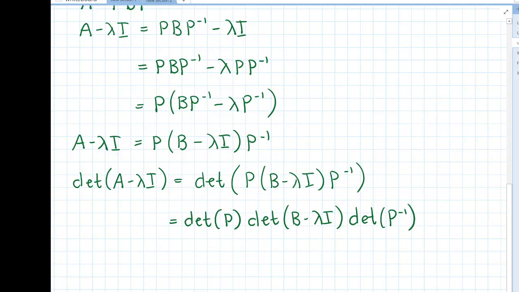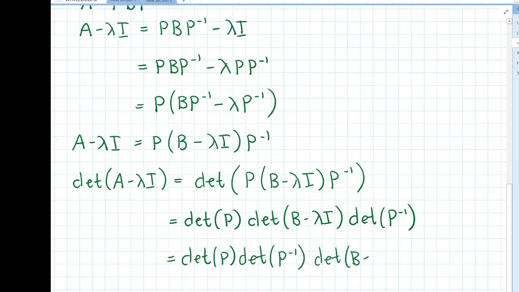So now we just have numbers, right? When you have determinants, that means you're just multiplying numbers together. So we have some number, that's the determinant of P, times some number, that's the determinant of B minus lambda I, and then times another number, which is the determinant of P inverse. So now that we're just dealing with numbers, we can switch the order that we're multiplying stuff, right? Because now we're not talking about matrices, we're just talking about numbers. It doesn't really matter to change the order, but it'll make it a little easier to see what's going on here.